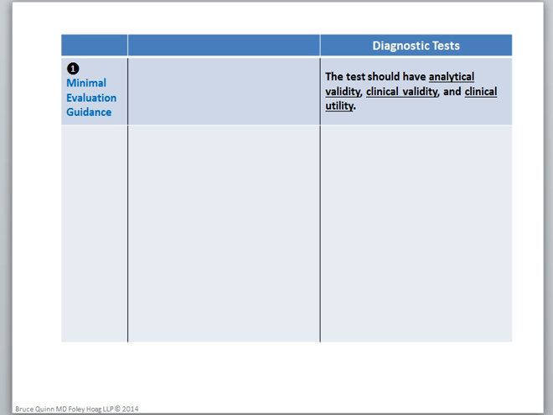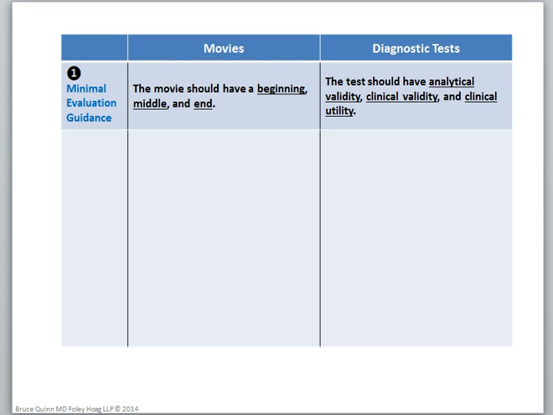Let's look at an example of very minimal evaluation guidance. For diagnostic tests, we say the test should have analytical validity, clinical validity, and clinical utility. Okay, that's pretty minimal guidance, although those three things are true. Let's look at this from a totally different perspective. Let's say we were talking about movies. Movies should have a beginning, middle, and end. Again, that's very minimal evaluation guidance.